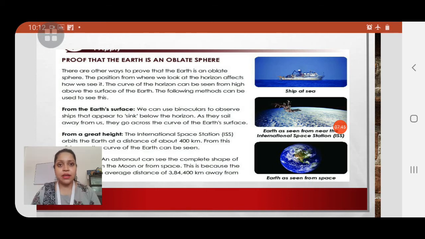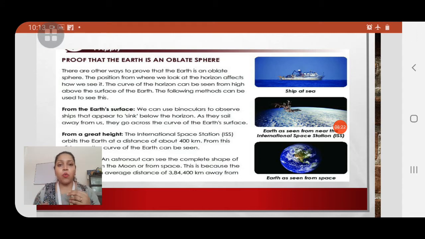First, from the earth's surface. Now we can use binoculars to observe ships that appear to sink below the horizon. As they sail away from us, they go across the curve of the earth's surface. If we stand on a beach and a ship is sailing away from us, and we look at the ship through binoculars, what will be there? It appears as if the ship is sinking below, and this proves that the earth is curved in shape.